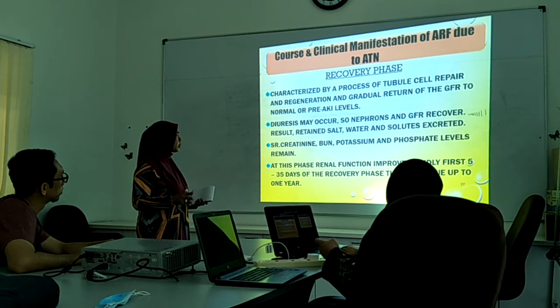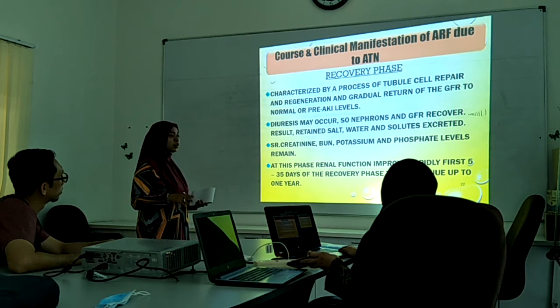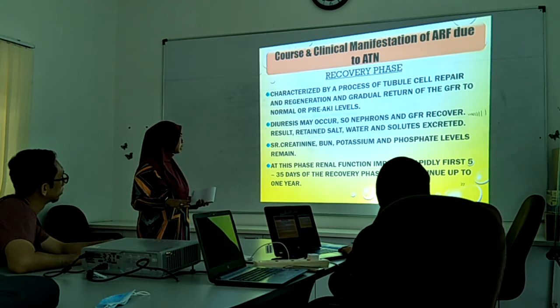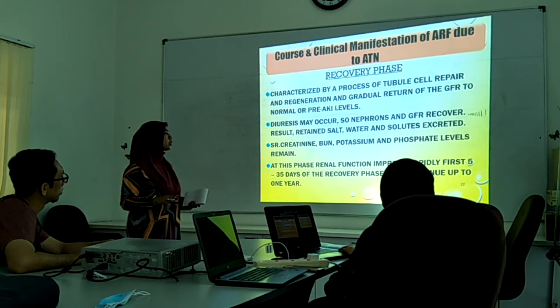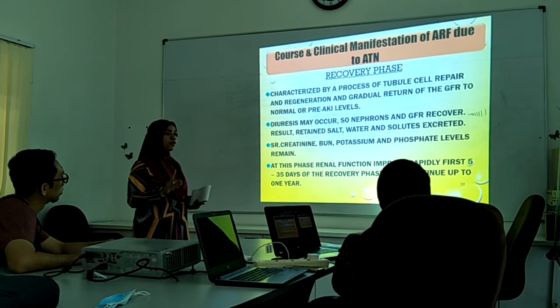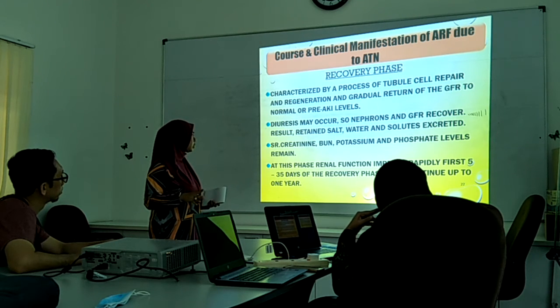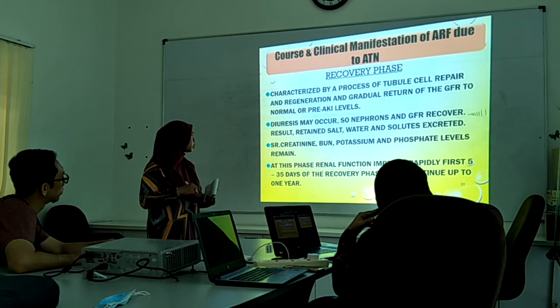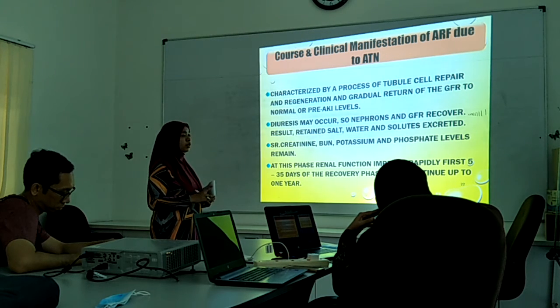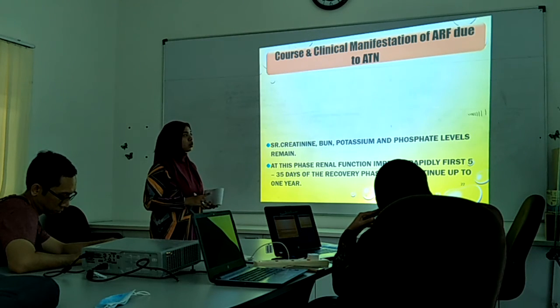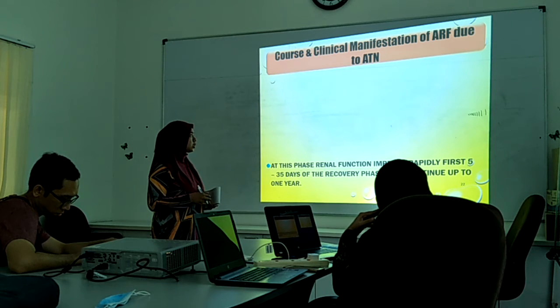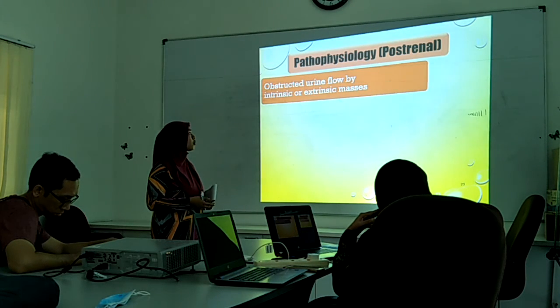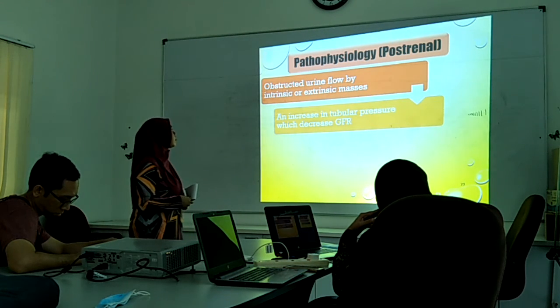For serum creatinine, blood urea nitrogen, potassium, and phosphate levels, they remain the same. And at this phase, renal function improves rapidly in the first 5 to 35 days of the recovery phase, then continues up to 1 year. Not so urgent recovery for the recovery phase. Not for fast recovery.